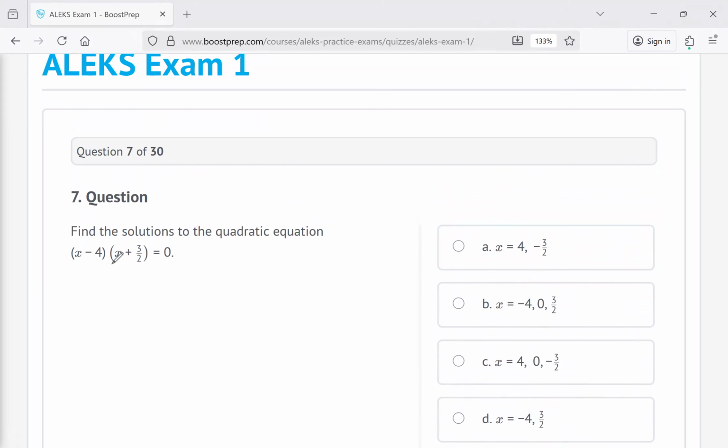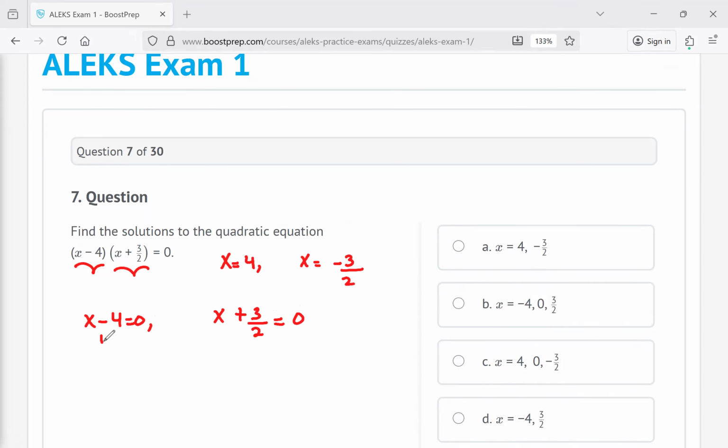Find the solution for this quadratic. The good news about this is it's already in factored form. Some people can see that in their head, they could just automatically see that x is positive 4 and x is negative 3 halves. But for those who can't see it, what they're really doing is setting each parentheses to 0 and solving for x. So set x minus 4 to 0, and then x plus 3 halves equals 0.